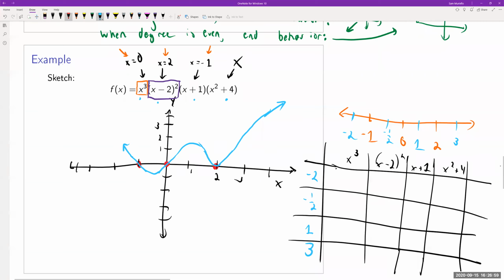Let's look at what the signs will be for each of these. X cubed is going to be negative when the input is negative, and positive when the input is positive, because I'm simply cubing the number, so the sign won't change. X minus 2 squared is going to be 0 at 2, but positive for everything else because I'm squaring it.